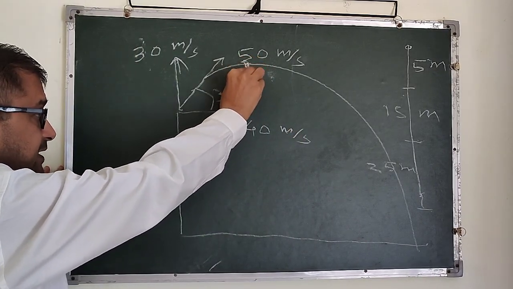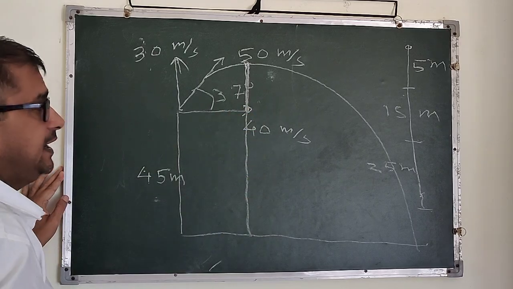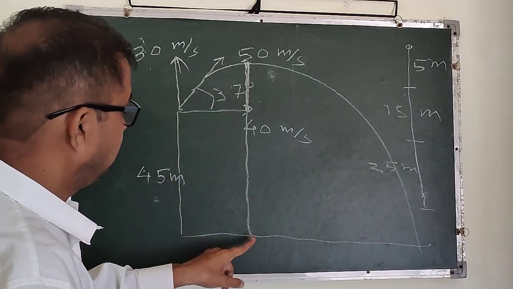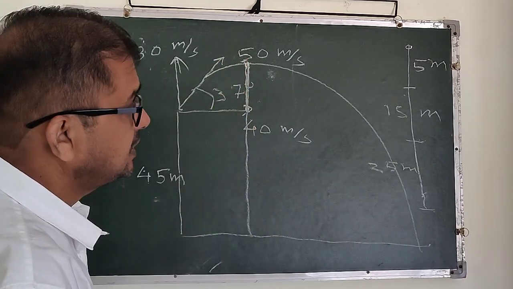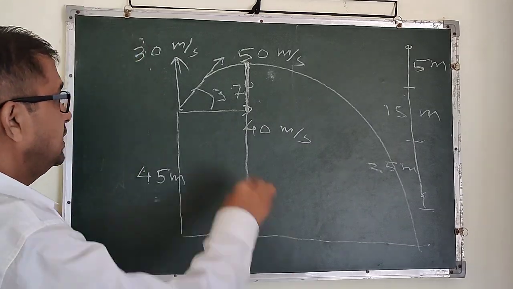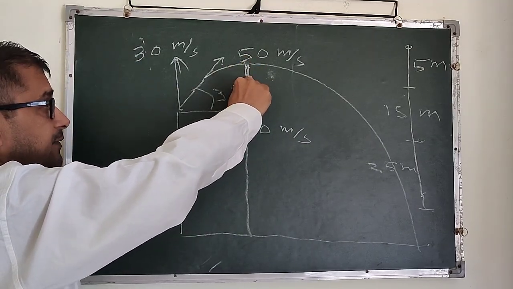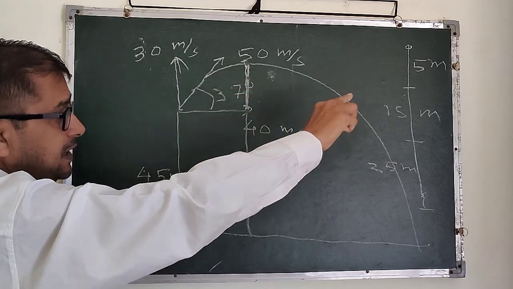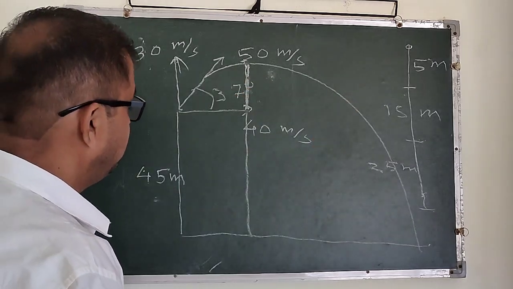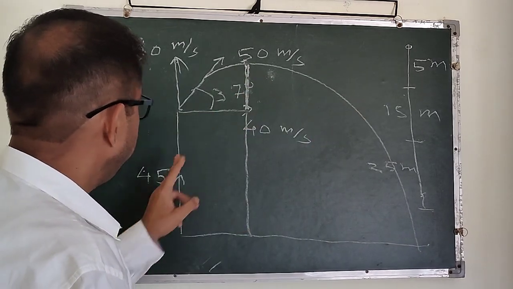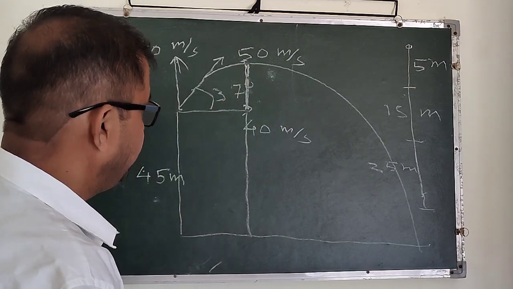So the total height is 90 meters. The maximum height from the ground is 90 meters. Because this time is 3 seconds, in 3 seconds it will fall 5 meters in the first second, 15 in the second, and 25 in the third second. So the maximum height from the ground is 45 plus 45, that is 90 meters.